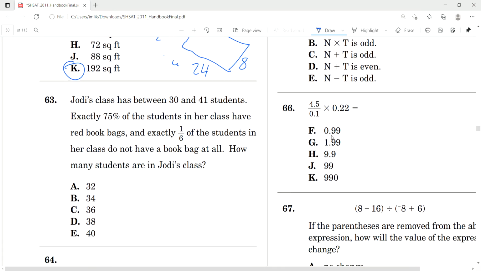Jody's class has between 30 and 41 students. Exactly 75% of the students in her class have red book bags, and exactly 1/6 of the students in her class do not have a book bag at all. How many students are in Jody's class? Well, think about it.